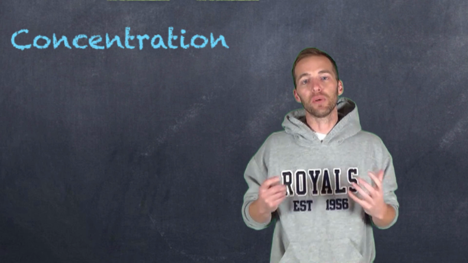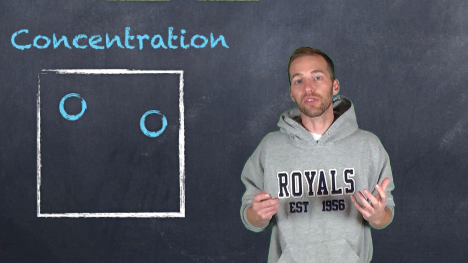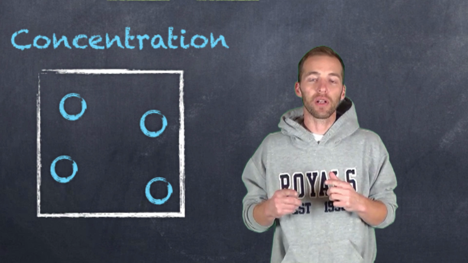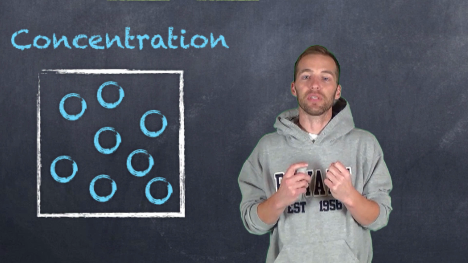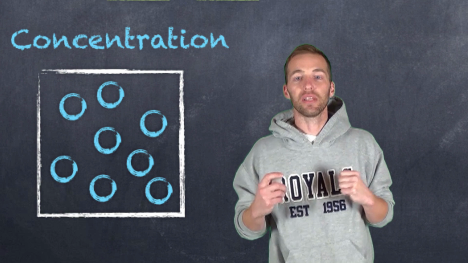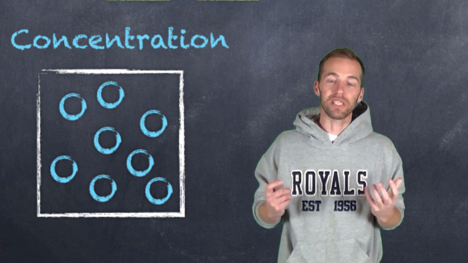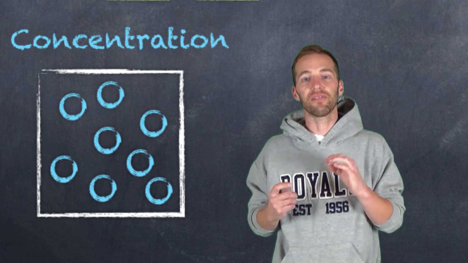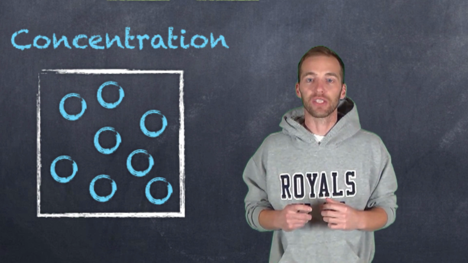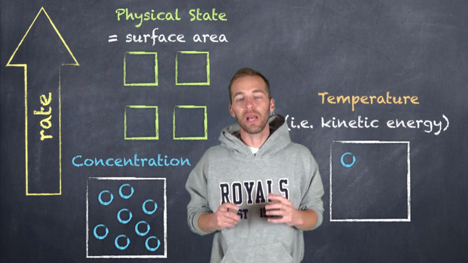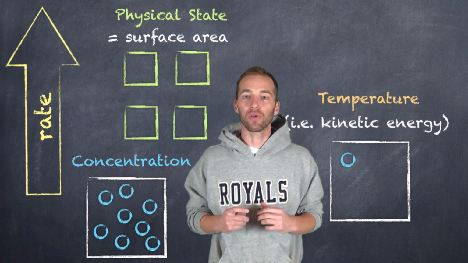And finally, we can deal with concentration, which is really just determining the number of particles per unit volume or per unit area. And the more particles that we have in a particular area, the more likelihood that there is going to be a collision, the increased likelihood that there's going to be an effective collision, and therefore the increased likelihood that there's going to be a reaction. So all of these factors come into play when we're trying to manipulate a chemical reaction.